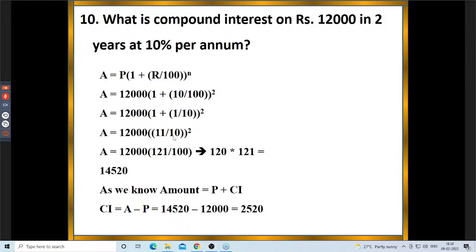14,520 is the total amount. That is not the compound interest. Be careful. What exactly is required? Please focus. We need CI. Compound interest is equal to amount minus principal. Next one.